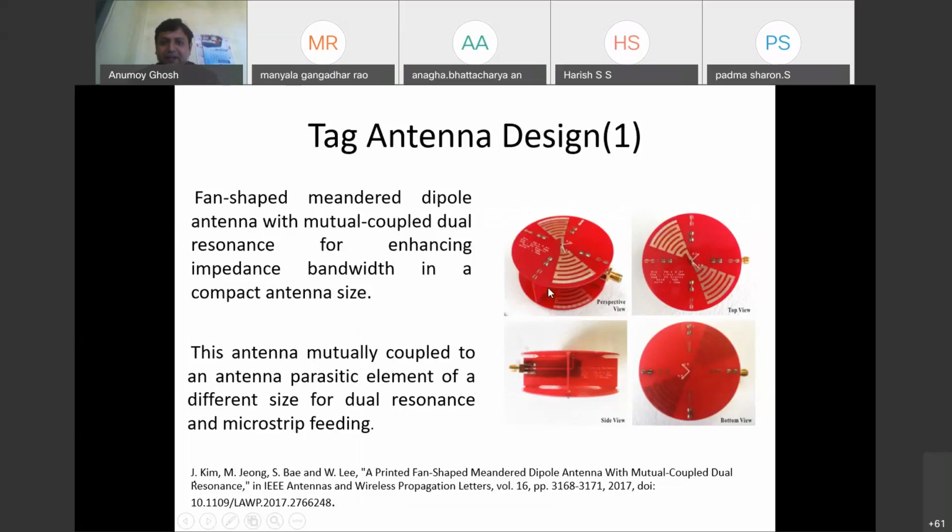Now these are some practical tag antenna designs. This is a fan-shaped meander line. These are also known as log periodic antennas.